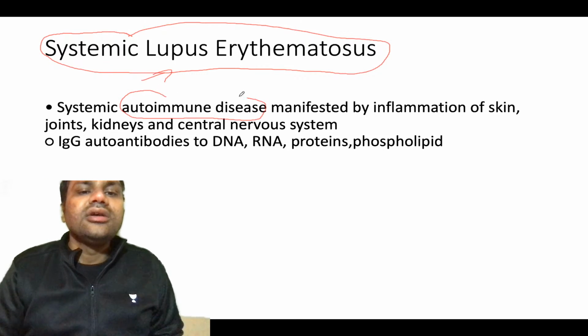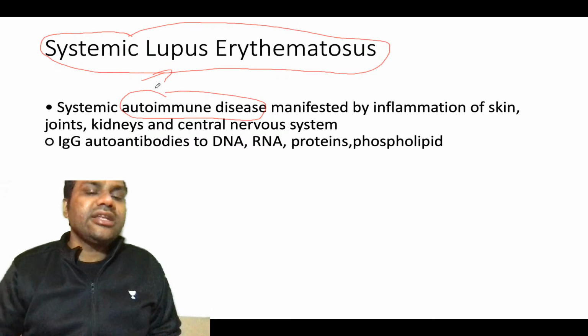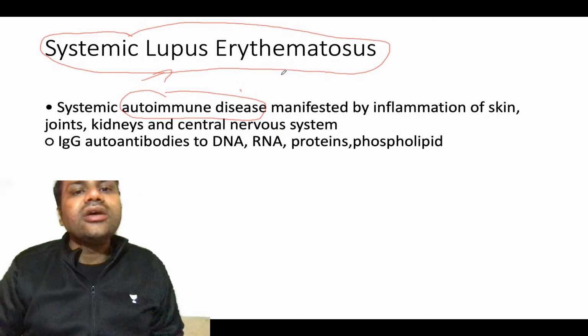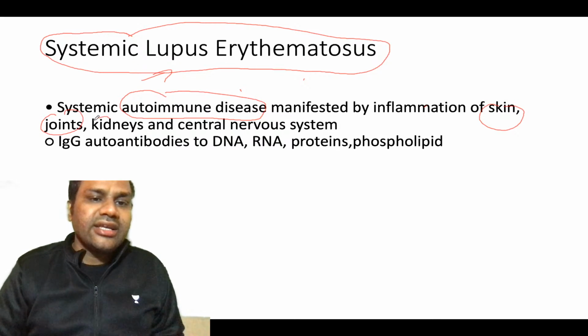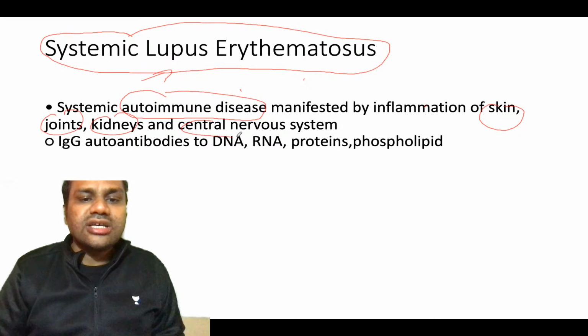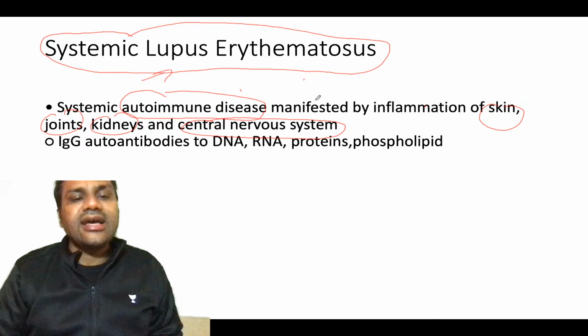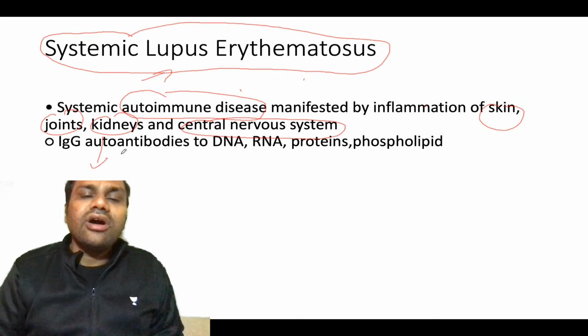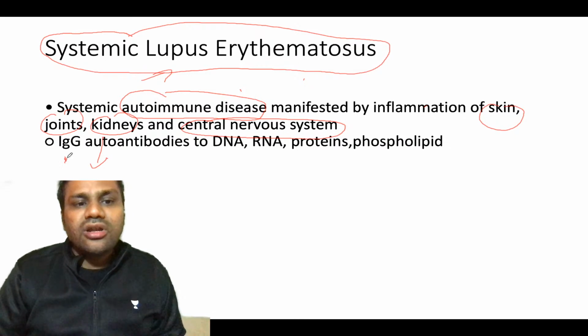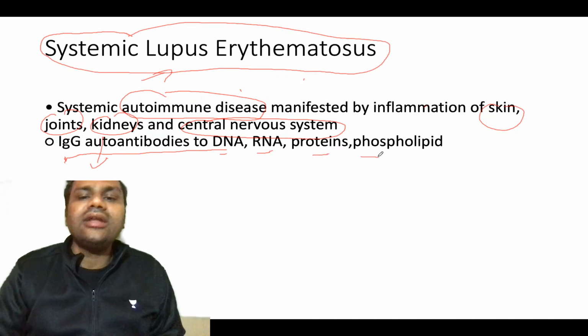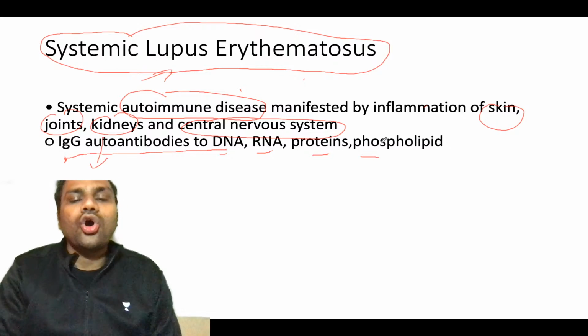We know very well it's an autoimmune disorder which is manifested by inflammation of skin, joint, kidney, and central nervous system. So these are the major parts which are affected by SLE. In the kidney you are going to get lupus nephritis. Okay, the main pathophysiology is IgG autoantibodies formed against DNA, RNA, protein and phospholipids, and hence this is an autoimmune disease.